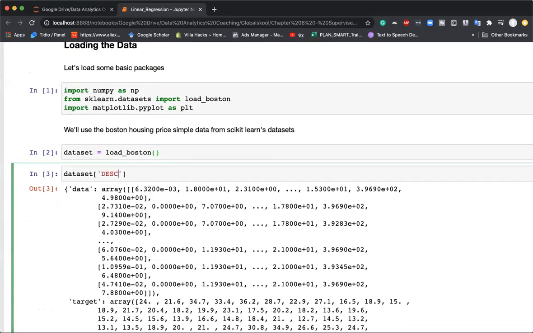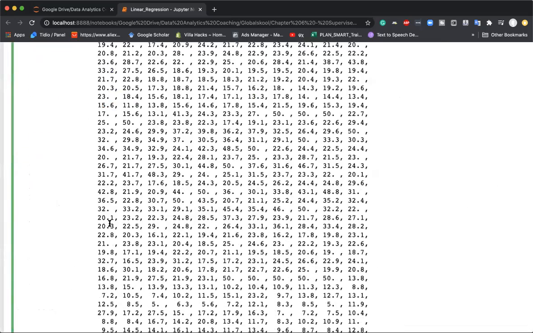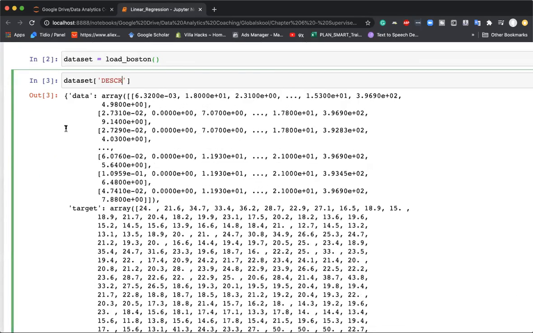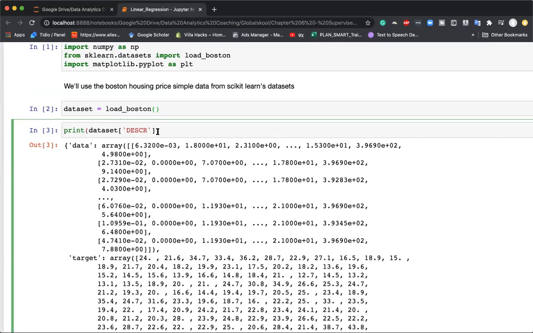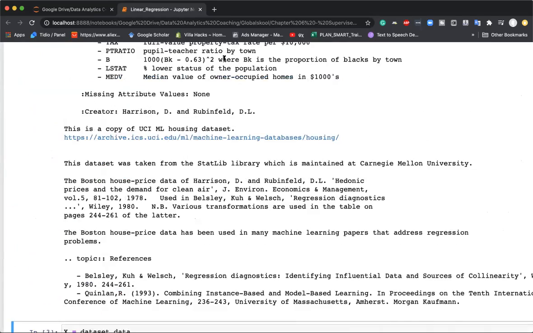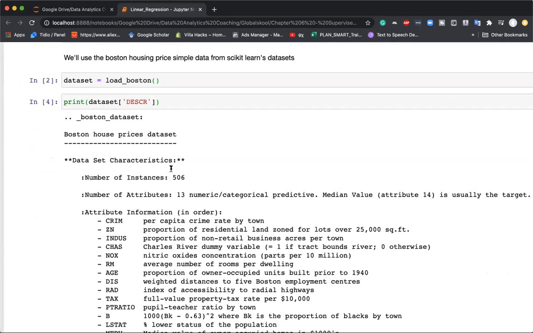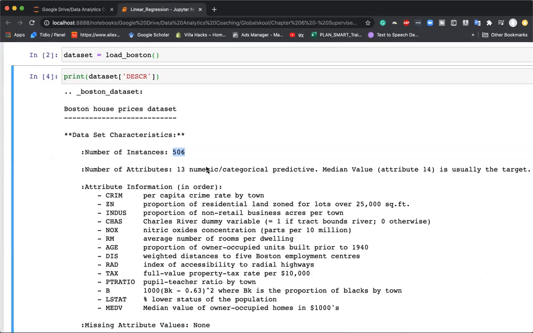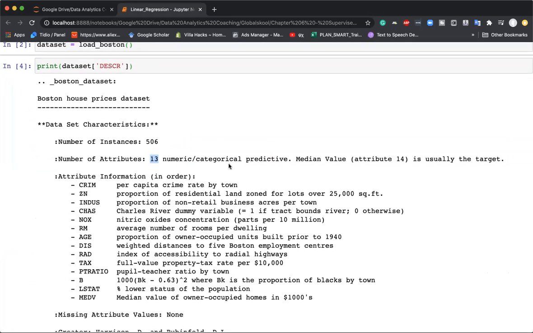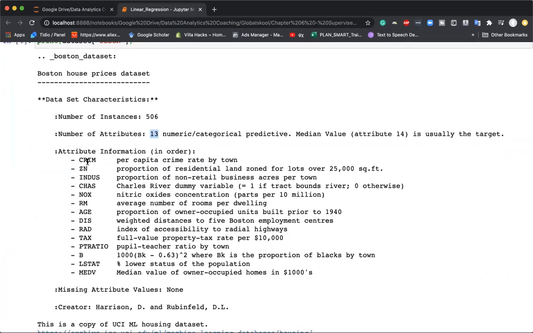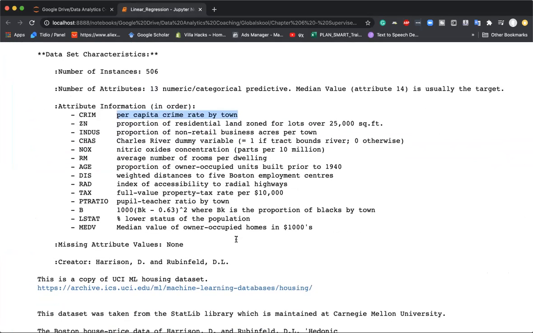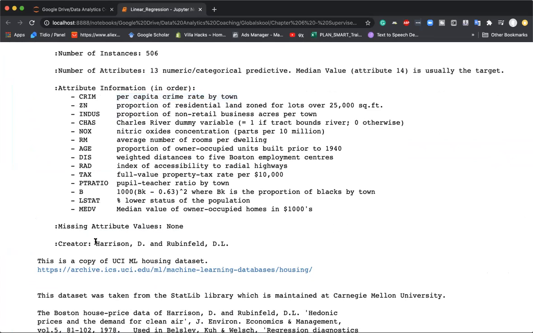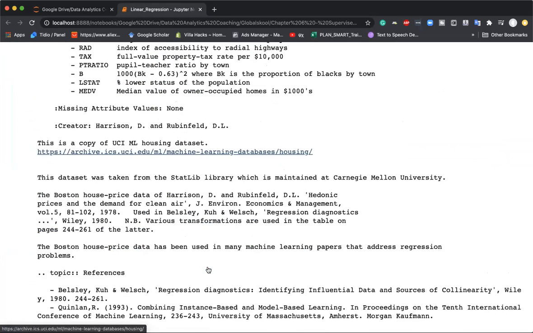So I print the DESCR. This gives us a quick summary of our data. Our data has 506 different data points. There are 13 attributes. These attributes are given here, CRIM, ZN, and those are short forms. The full forms of the attributes are given here. There are no missing attributes. The creators of this data were Harrison D. and Rubinfeld D.L. You can get this data from this link, and that's it.